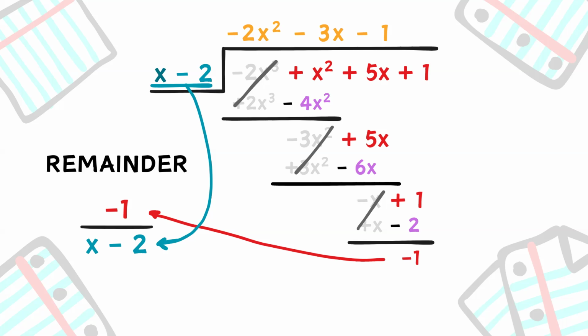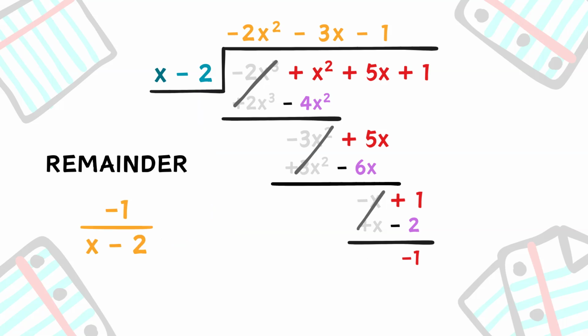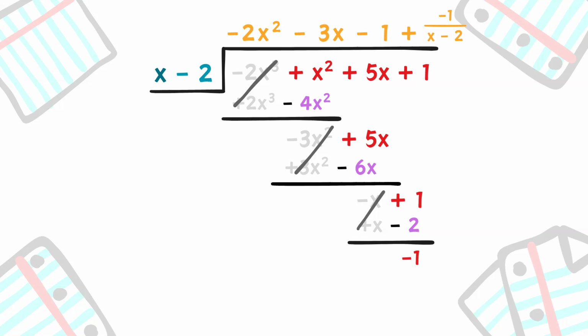Negative 1 can't go into x minus 2. So let's put this as our remainder at the end of our quotient. Now, if we wanted to make this a little cleaner, we could rewrite the negative 1 over x minus 2 as minus 1 over x minus 2. This will remove the negative sign in the numerator. So now we have our quotient.